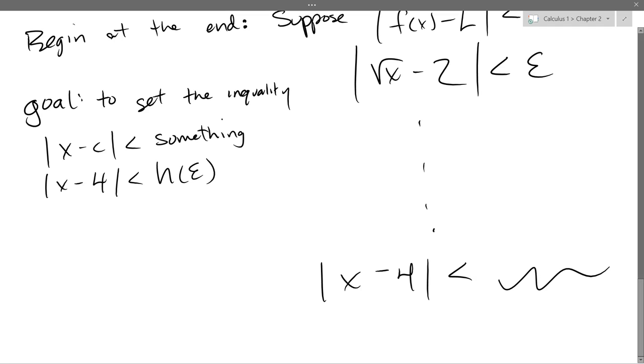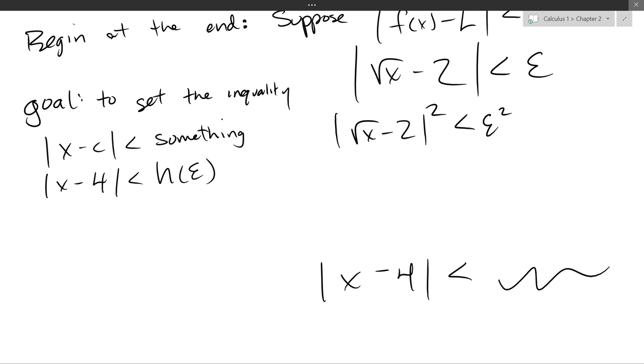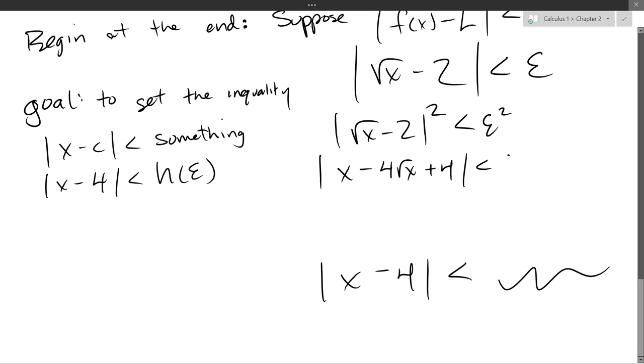I could try to square, so let's look at what happens. It's a valid move. This is not an identity, I'm going to change both sides. Good news, squaring doesn't change our inequality unless things were negative. But epsilon's positive and absolute value is definitely not negative. So we get x minus 2 root x... plus 4. Unfortunately, that's not really what I want.